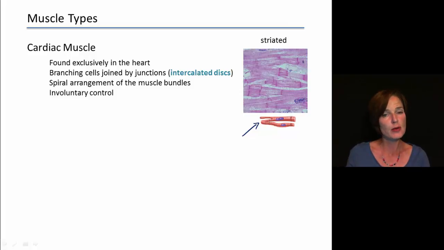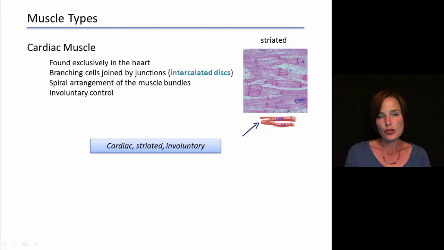It is very much going to be involuntary control here, which is important because our heart needs to contract continuously. So we don't have to think about that because it is involuntary control here. Three words to describe the cardiac muscle are going to be cardiac, striated, and involuntary.